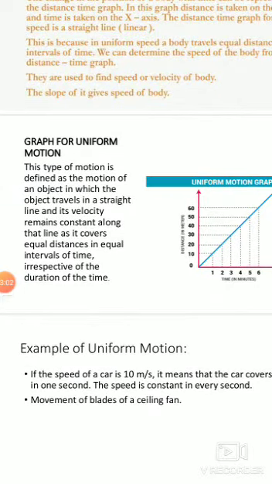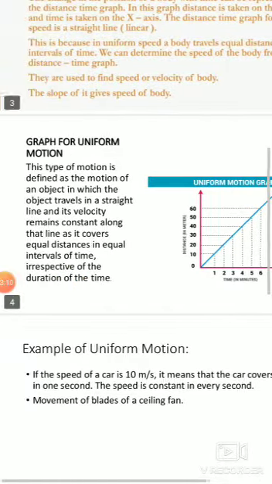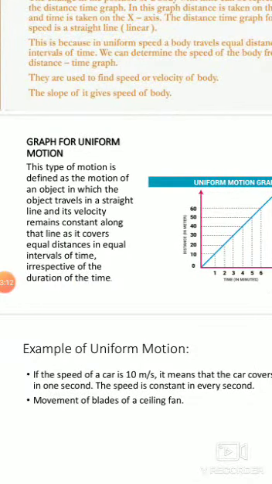Example of uniform motion. If the speed of a car is 10 meters per second, it means that the car covers 10 meters in 1 second. The speed is constant in every second. Always, that is 10 meters. Movement of the blade of a ceiling fan. You see the movement of the blade of a ceiling fan. Its speed is constant.